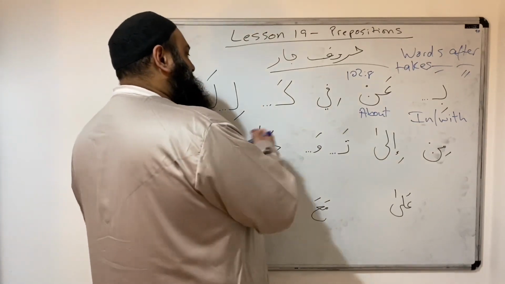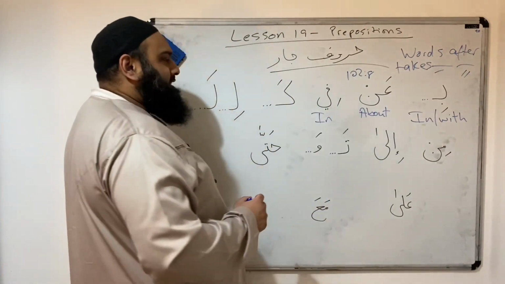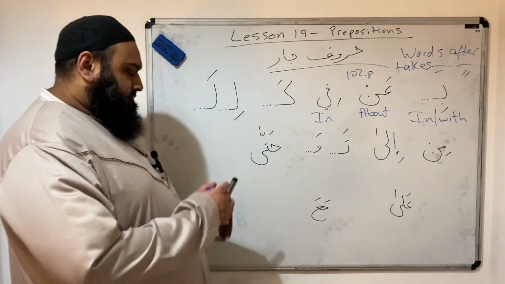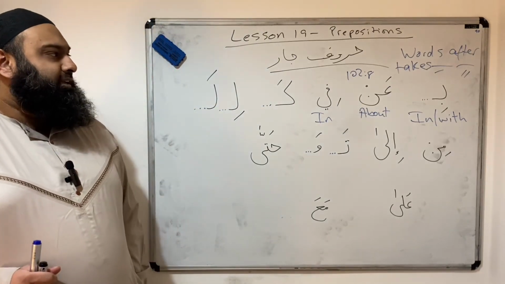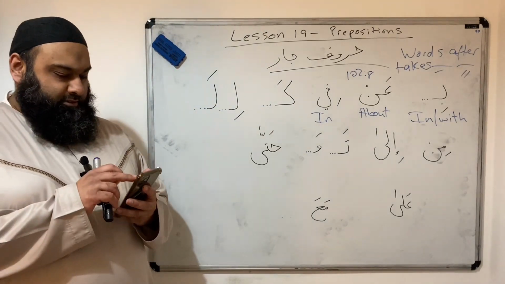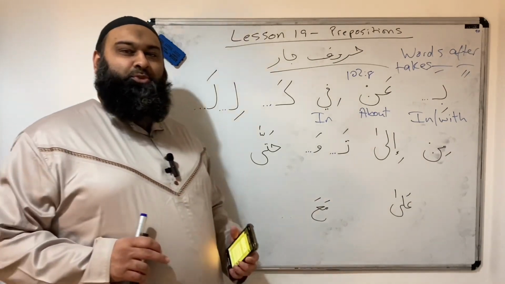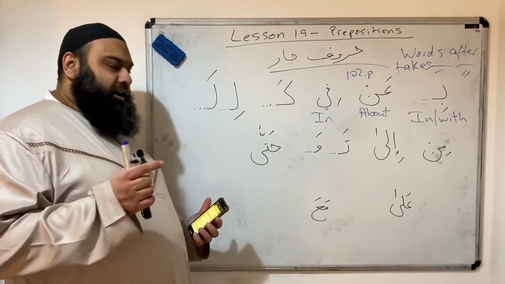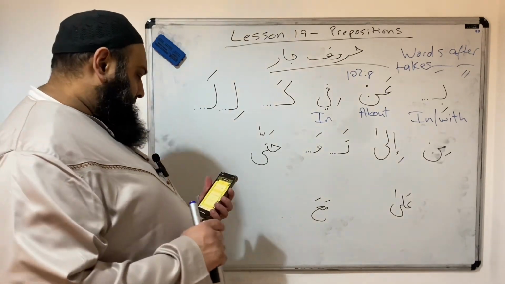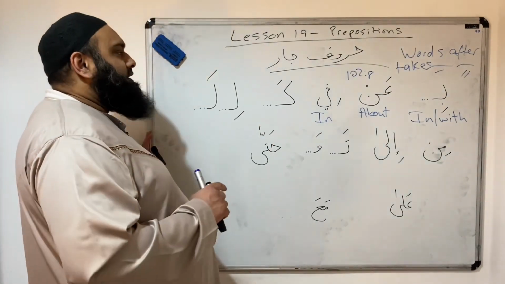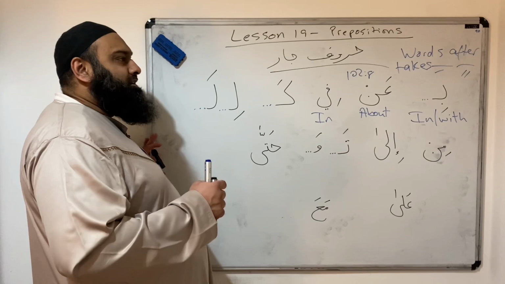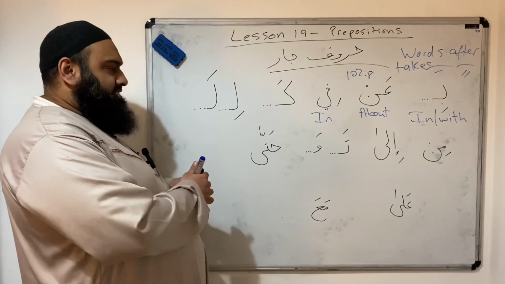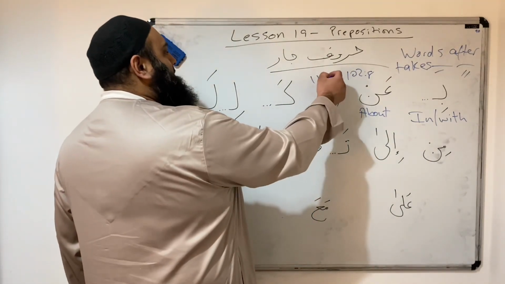Fi means in. This is used probably more than any other preposition other than min, ila, and ala. What's the example that has been given for fi? الذي يوسوس في صدور الناس, the one who whispers in the hearts of mankind, of course, the shaitan who whispers in the breasts of mankind. So fi means that, and that's surah number 114.